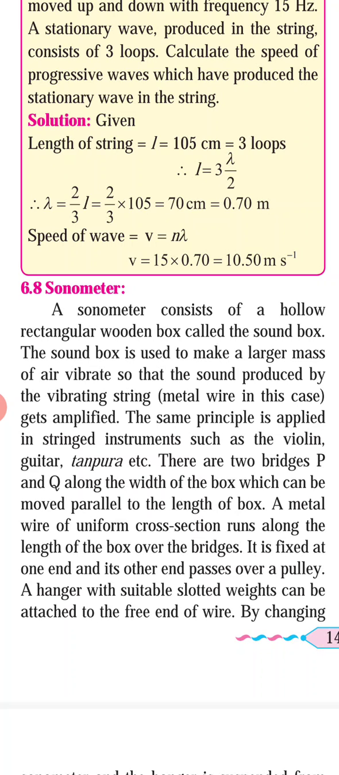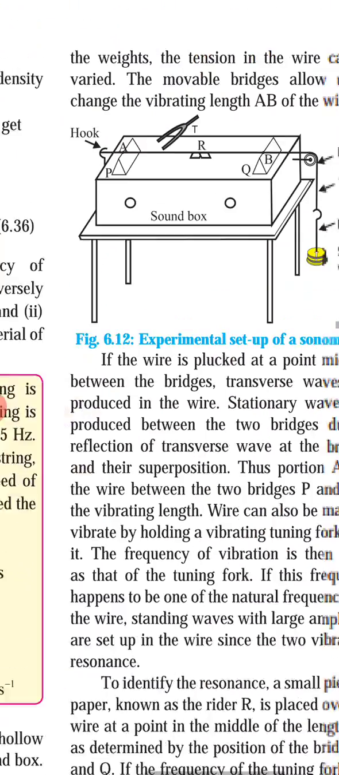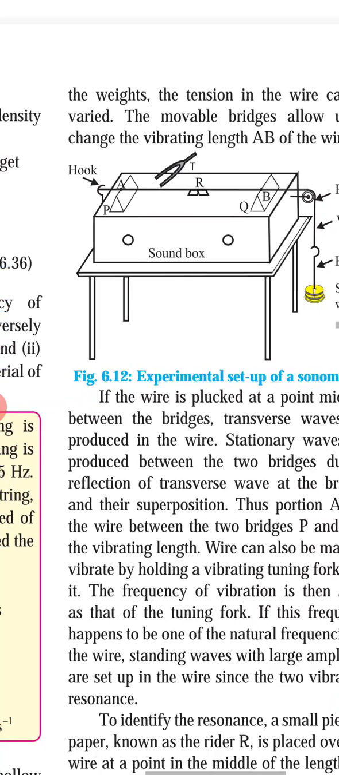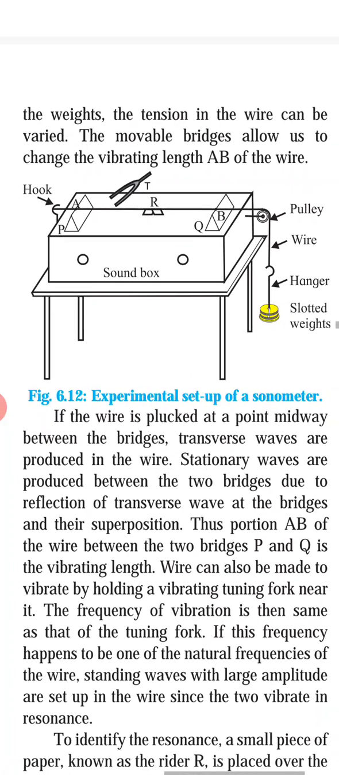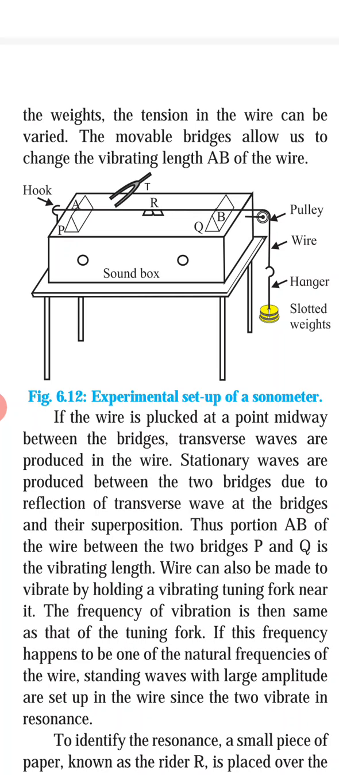So, the sonometer. A sonometer consists of a hollow rectangular wooden box called the sound box. See, this is nothing but your sonometer box, the experimental setup of the sonometer box. The sound box is used to make a larger mass of air vibrate so that the sound produced by the vibrating string, a metal wire in this case, gets amplified. The same principle is applied in string instruments such as violin, guitar, tanpura, etc.